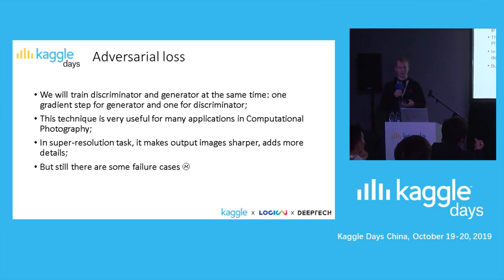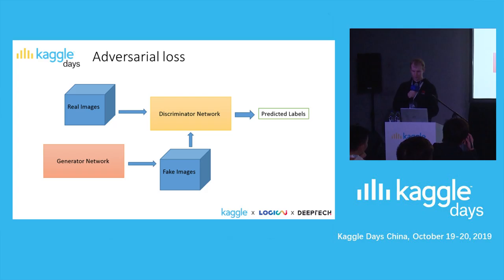Okay, and how to train such two models? Usually we train the discriminator and the generator at the same time, just one gradient step for the generator and one for the discriminator. And adversarial loss, this technique is very useful for many applications in computational photography, basically when our goal is to produce real results, which look very natural.